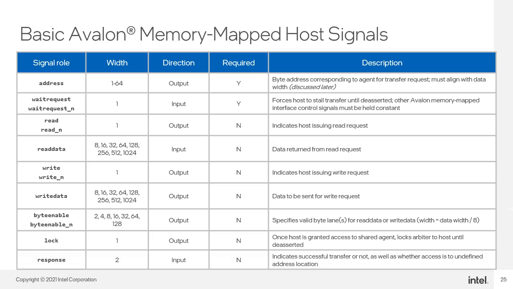When you create a custom host component, you only need to use the signals required for the functionality of your component. For example, if your component only needs to read data from a memory, there is no need to include the write and write data signals in the component's design. The byte enable signals can be used for masking off which bytes to read or write, and the lock signal gives the host exclusive access to an agent, preventing other hosts from accessing it. Finally, the response signal can be used to verify whether a data transfer was successful or not.